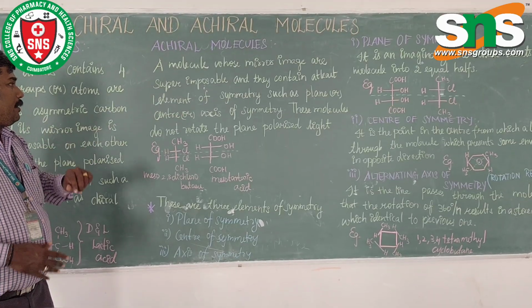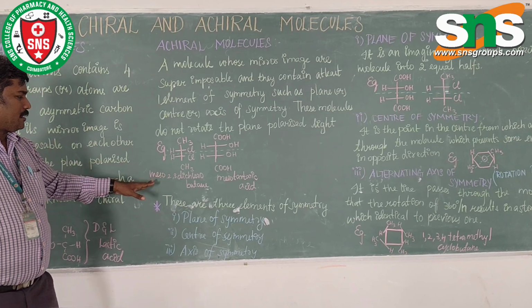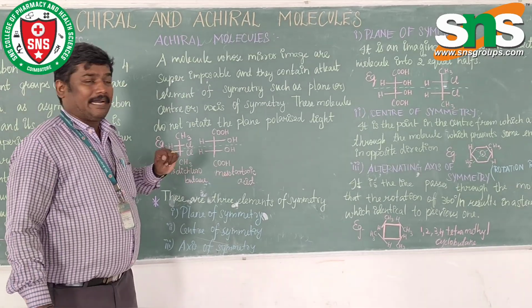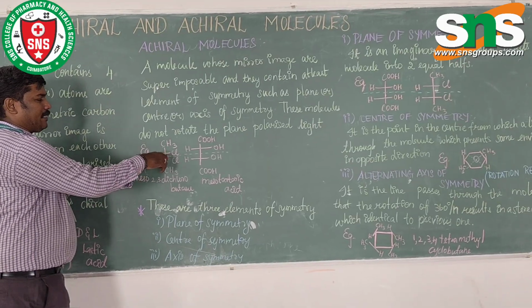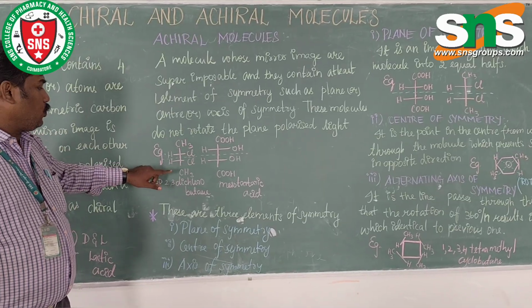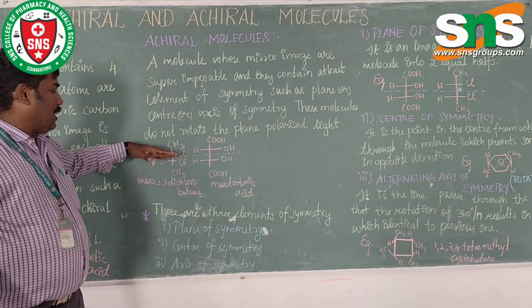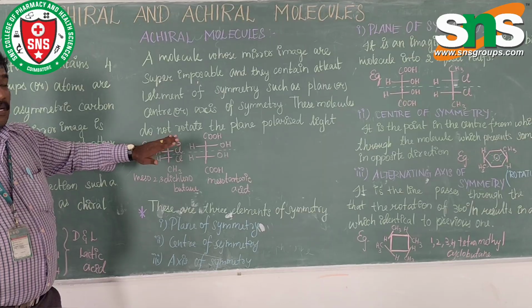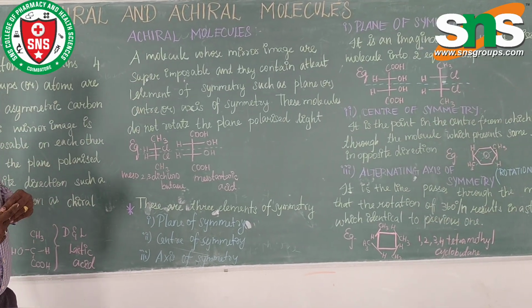Let us see the example for the achiral molecule. This is the example: meso 2,3-dichlorobutane and meso tartaric acid. These two are examples of achiral molecules. Here you will find that the compound contains two asymmetric carbon atoms. Even though they contain two asymmetric carbon atoms, if you divide the molecule into two equal halves, the same environment is present in the opposite direction. Hence, it is not optically active and it is known as an achiral molecule.